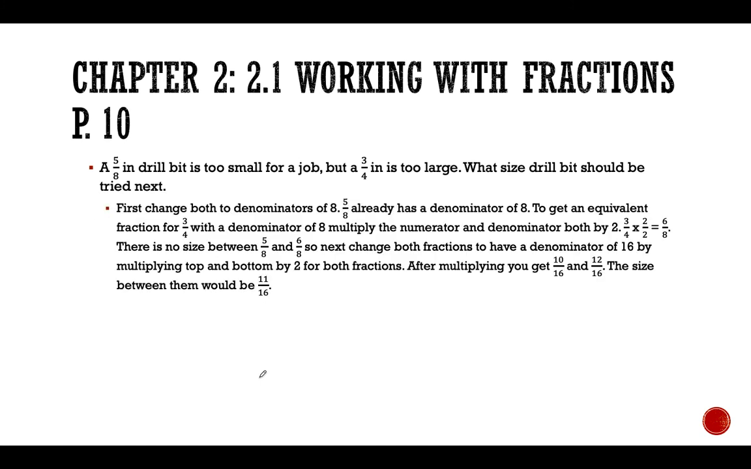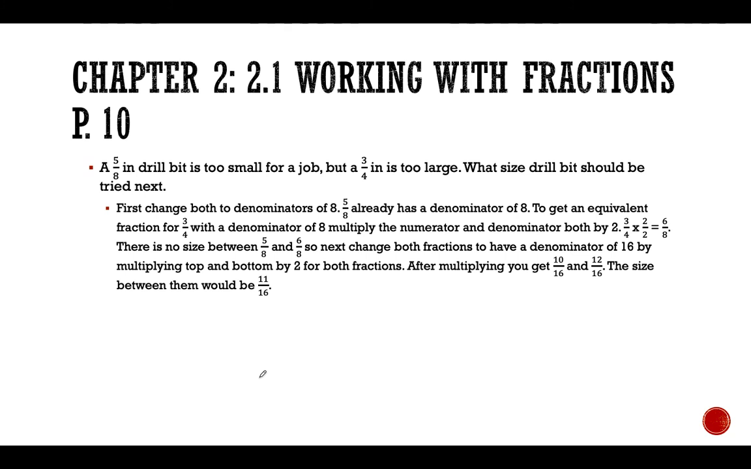First, change both to denominators of 8. 5 over 8 already has a denominator of 8. To get an equivalent fraction for 3/4, with the denominator of 8, multiply the numerator and denominator both by 2, so 3/4 times 2 over 2 equals 6/8. Now they both have the same denominator. There's no size between 5/8 and 6/8.